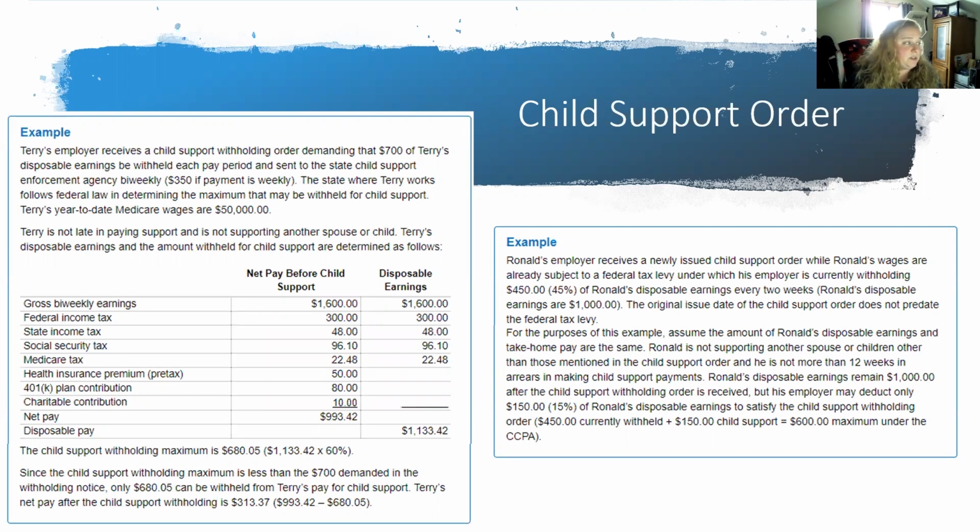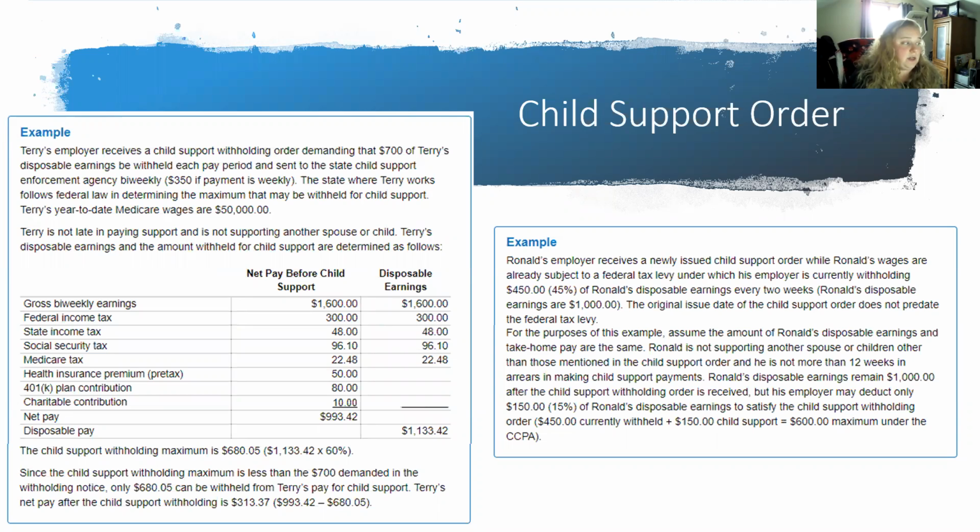Okay, so Terry's employer receives a child support withholding order demanding $700 of Terry's disposable earnings to be withheld each pay period and sent to the state child support enforcement agency. This is if it's biweekly, $350 if the payment is weekly. The state where Terry works follows federal law in determining the maximum amount that can be withheld for child support. Terry's year-to-date Medicare wages are $50,000. Terry is not late in paying support and is not supporting another spouse or child.